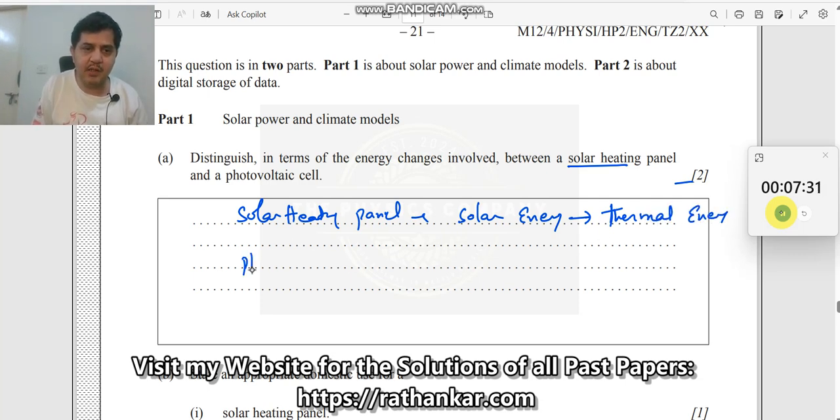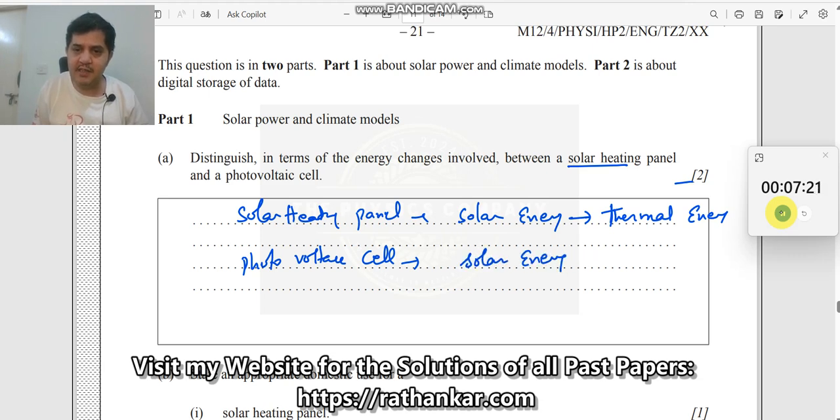And a photovoltaic cell, what does this do? It converts solar energy. Don't write arrows like this. You should write solar energy converts solar energy to electrical energy. This is what you should write.